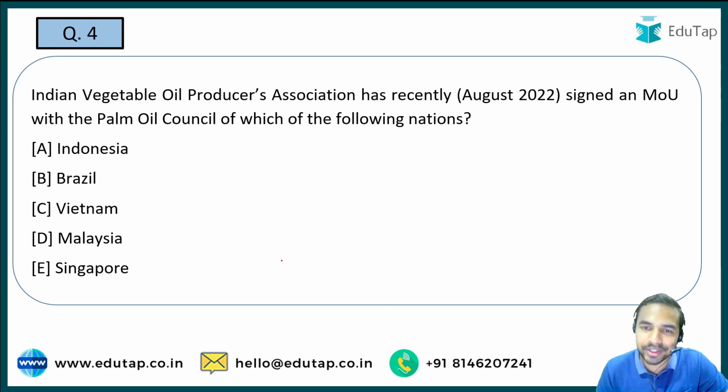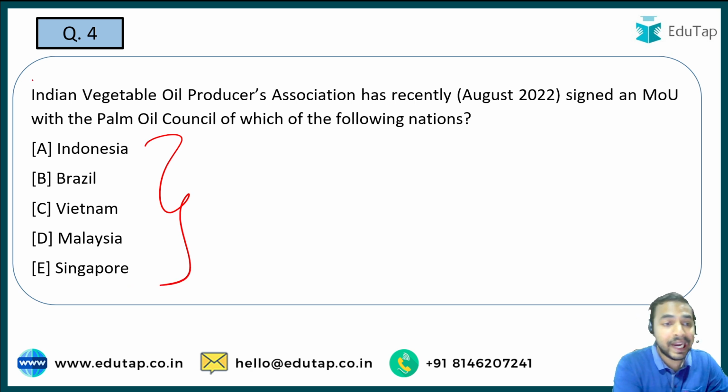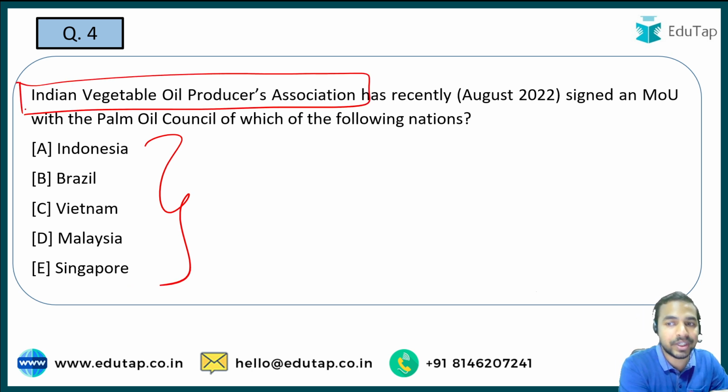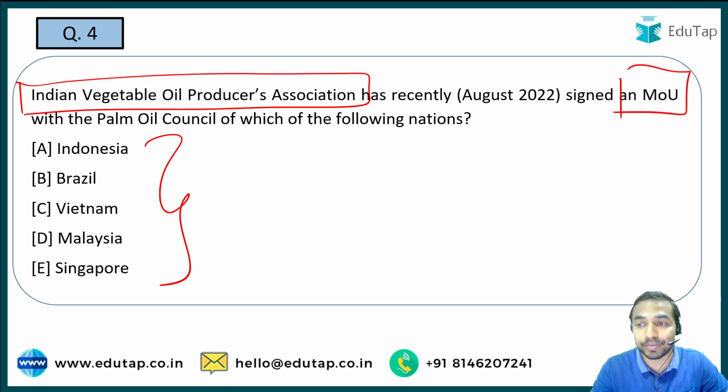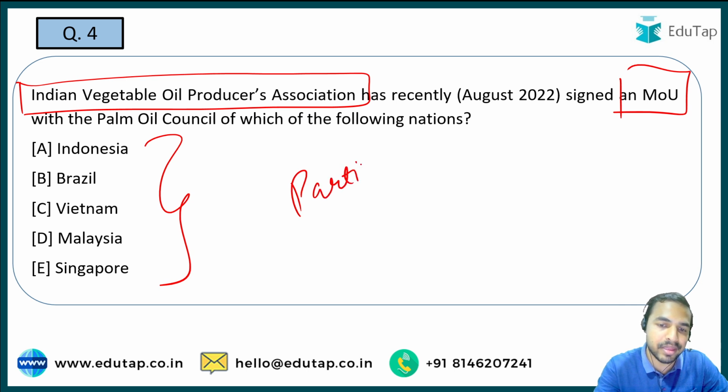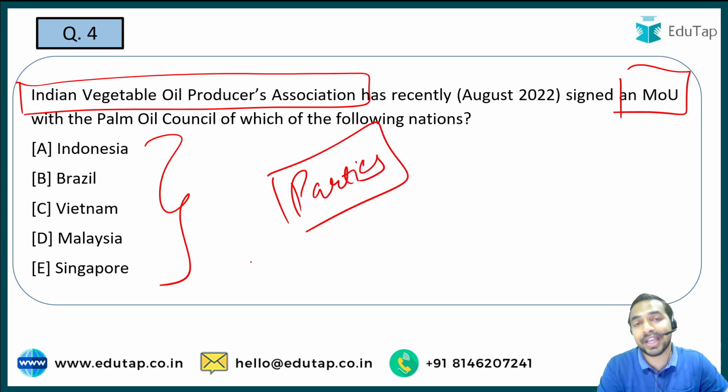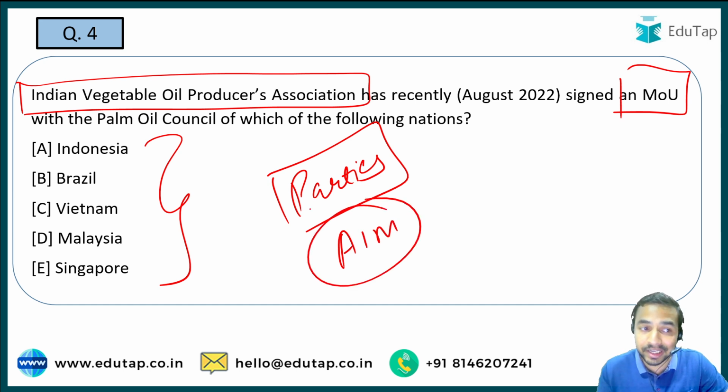Moving on to the next question. You are required to tell me the name of the country with which the Indian Vegetable Oil Producers Association has signed an MOU. Whenever there is an MOU, we always tell you what you are required to remember: first, the names of the parties between which the MOU has been signed, and second, the aim. Here the aim is very clear: this particular MOU has been signed for the Palm Oil Council.